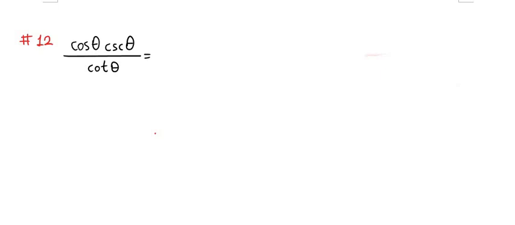Problem number 12. We have cosine theta times cosecant theta divided by cotangent theta. Here the idea is to convert everything in terms of sine and cosine. We know that cosecant theta is equal to 1 over sine theta, and cotangent theta is cosine theta over sine theta.